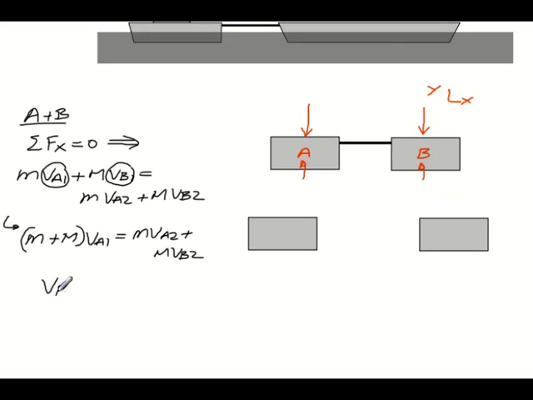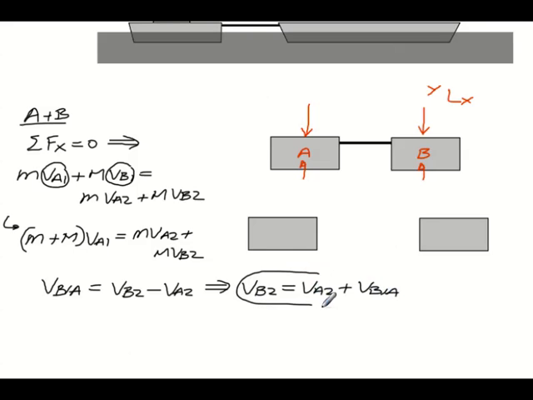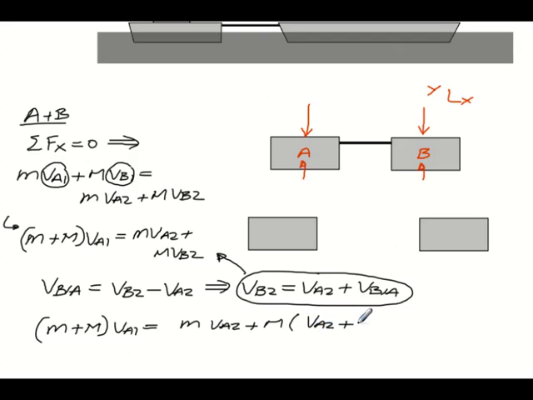What we also know is that VB with respect to A, that's this known speed, which is the speed of B minus the speed of A. So from this, we can say that the speed of the barge, VB2, is equal to VA2 plus this known relative speed. I can substitute this back into the momentum equation. I get m plus big M times the known initial speed VA1, and that's equal to m VA2 plus big M times VA2 plus the known relative speed between A and B. So the right hand side of this becomes m plus M times VA2 plus big M, the mass of the barge, times VB with respect to A.